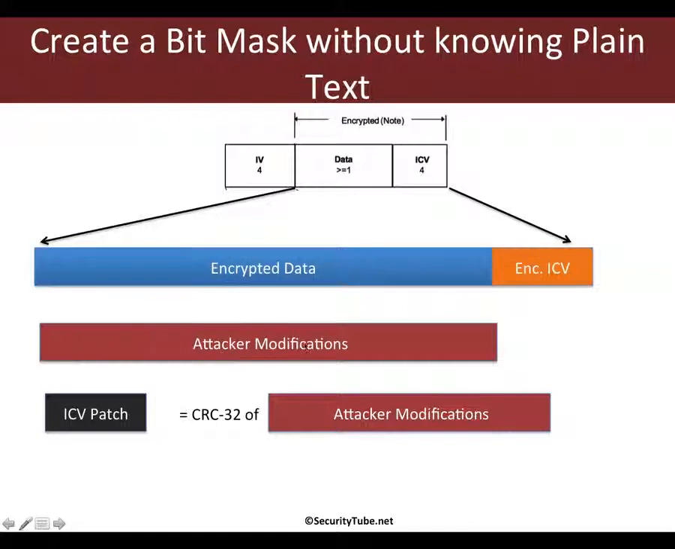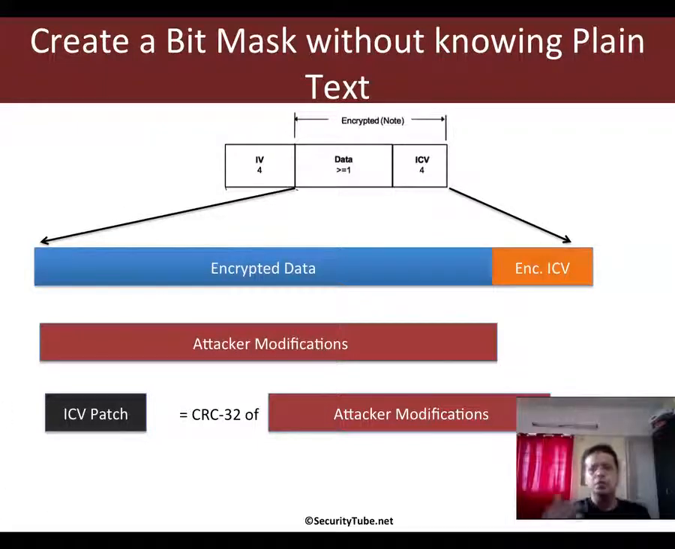So attacker modifications is just a bit mask which I have created, and when I take this bit mask, what I'm going to do next is run the CRC32 algorithm, which is exactly what is used to calculate the ICV on this bit mask. And what I get as output is basically an ICV value, which we will see in the next slide will act as a patch for the original ICV.